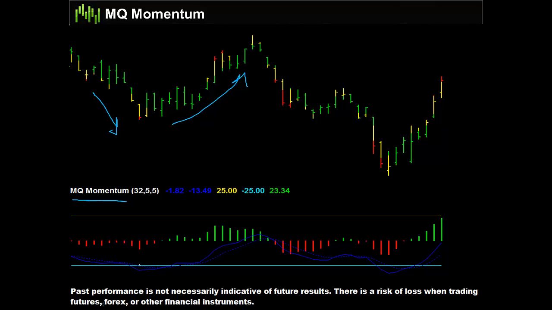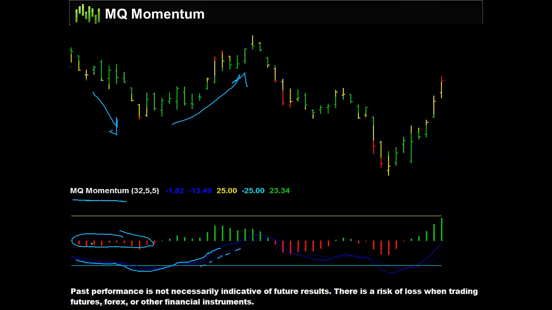Now, looking at MQ momentum, right down here, what we see are 3 items. This blue solid line is the indicator line. The dot is the slow line or the lagging line. And then we have the histogram bars. Basically, the histogram bars show us the spread between the 2 lines, the indicator line and the slow line.